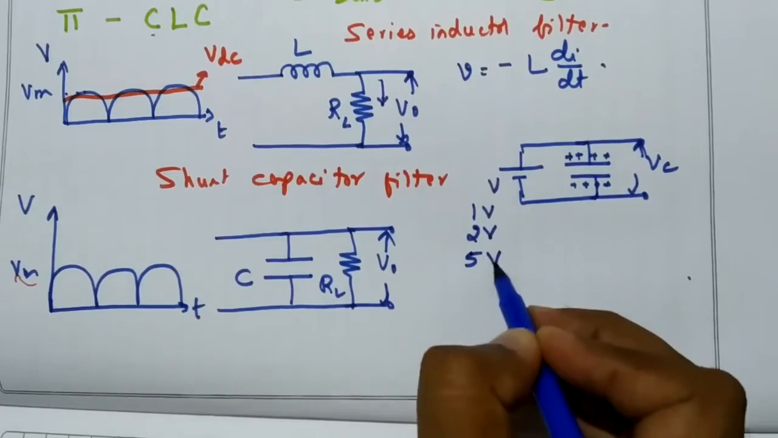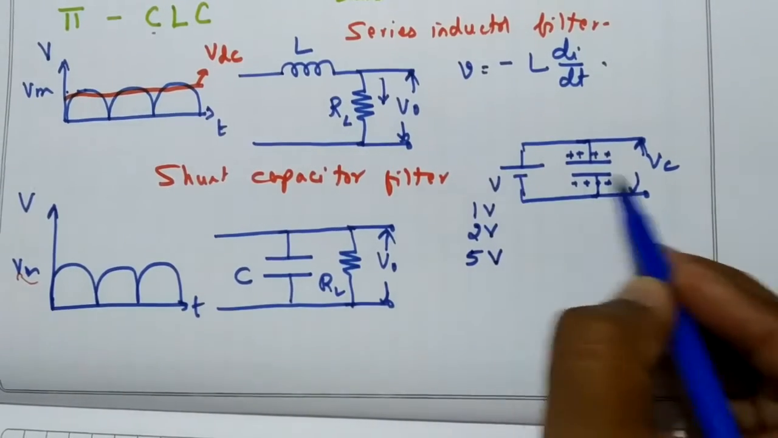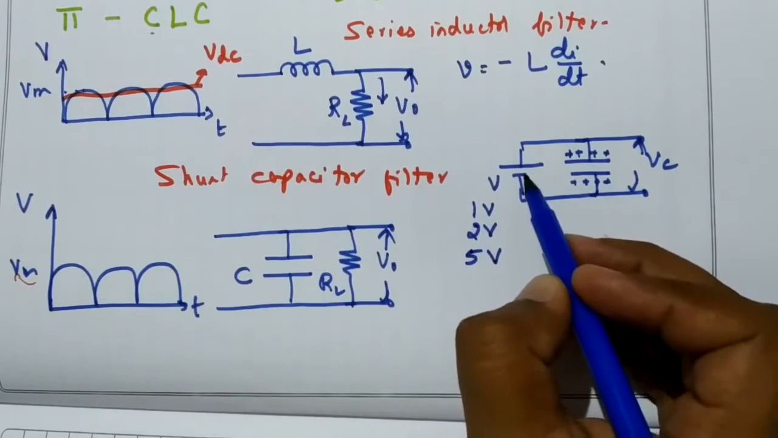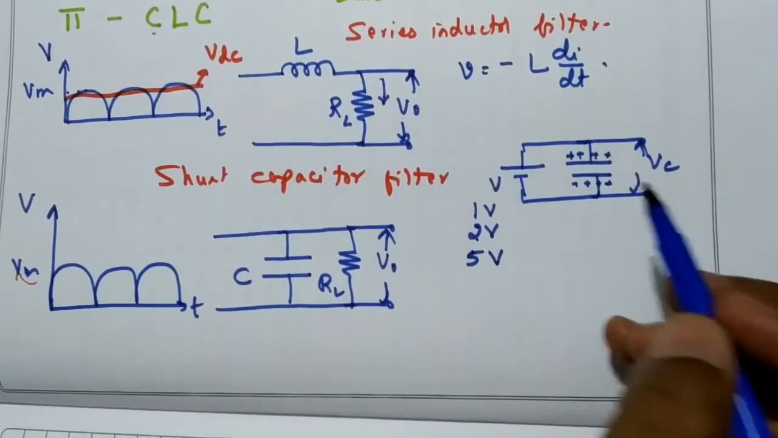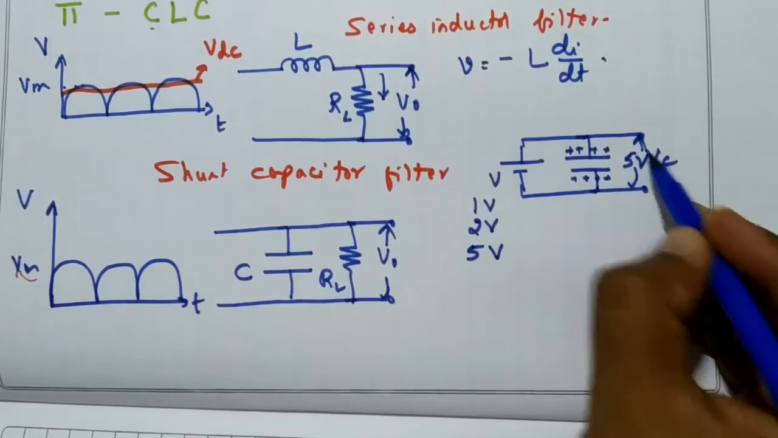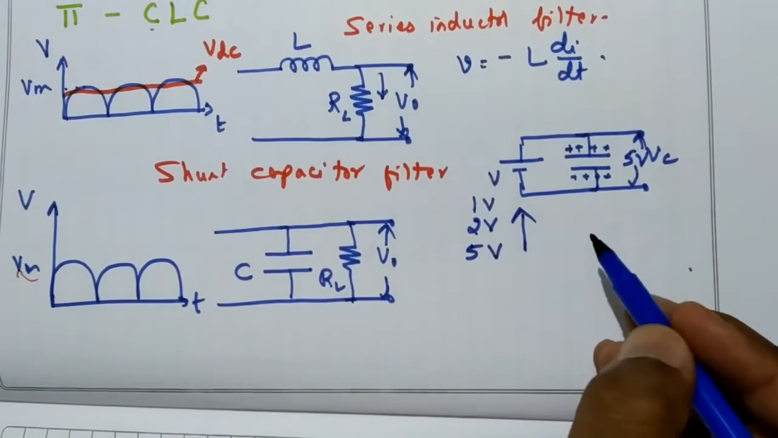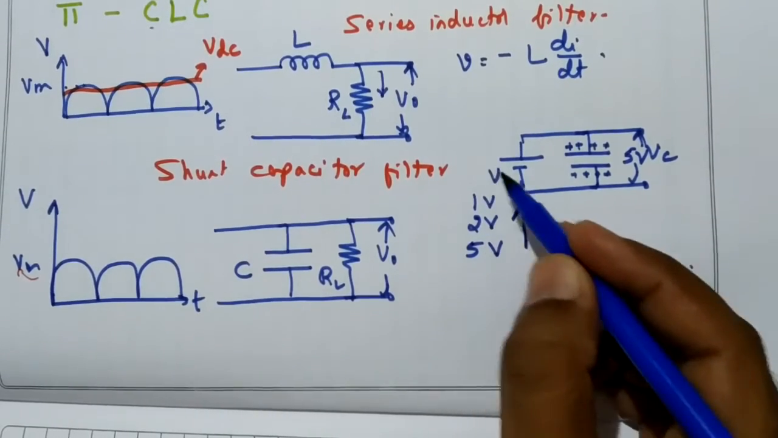From 2 volt I'll apply 5 volt, increase to 5 volt. Now here 5 volt, here 2 volt. Therefore again the capacitor will charge to a voltage of 5 volt immediately. Now let us say the voltage is now 5 volt. I will decrease in this direction. 5 volt, 2 volt, 1 volt, or 5, 4, 3, 2, 1 anyway.